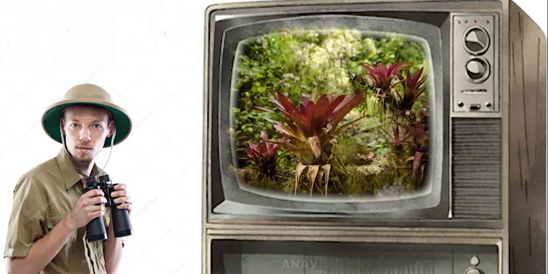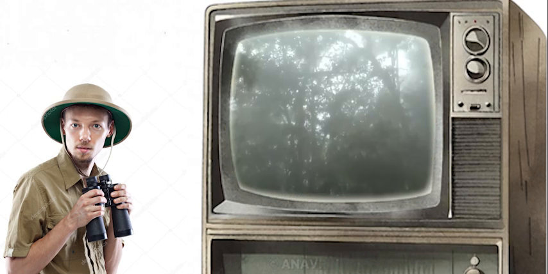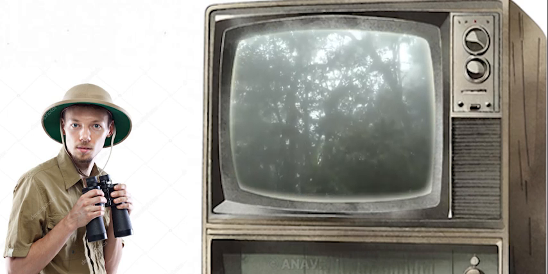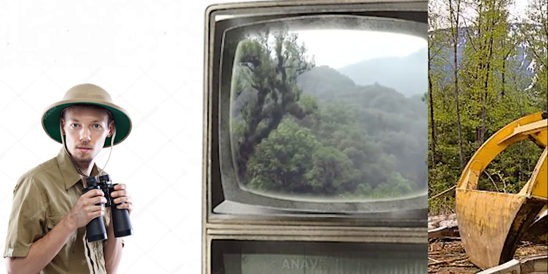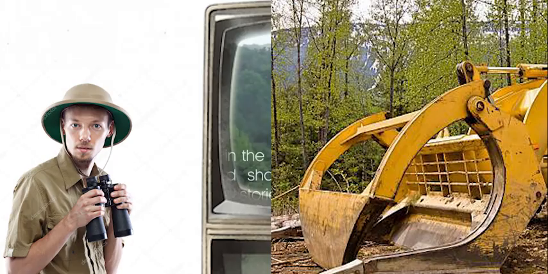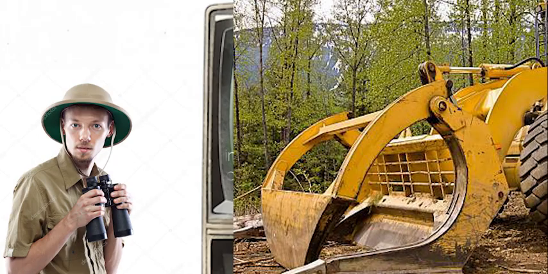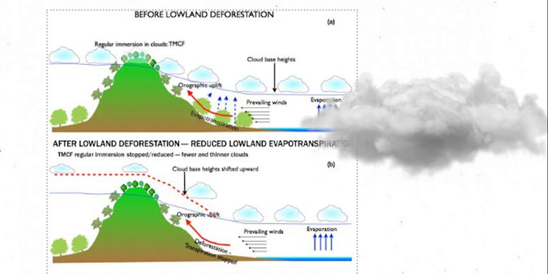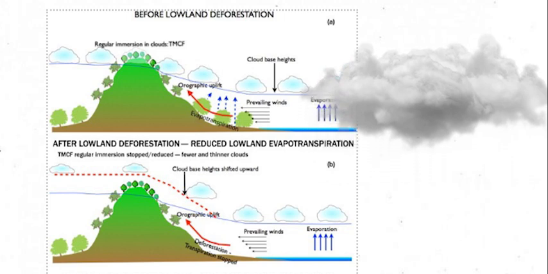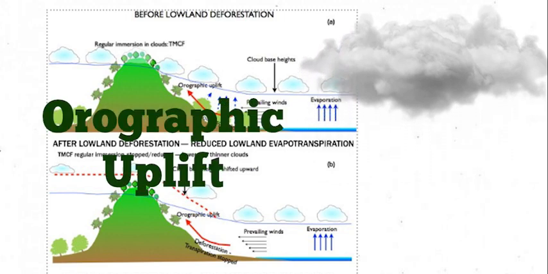It is ever more important that we don't lose these rare areas of tropical forest. Even though we can't do a lot against climate change, one thing we can do is reducing lowland deforestation. Lowland deforestation reduces evapotranspiration, since a cover that is mostly soil has less evapotranspiration than a full forest canopy, and pushes the cloud base heights upwards with something called orographic uplift.